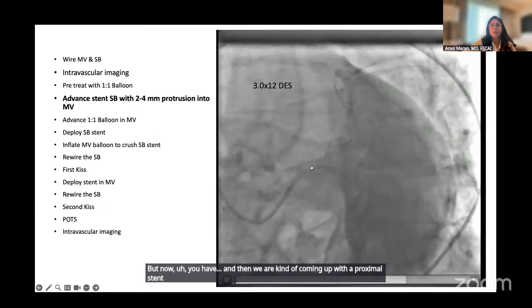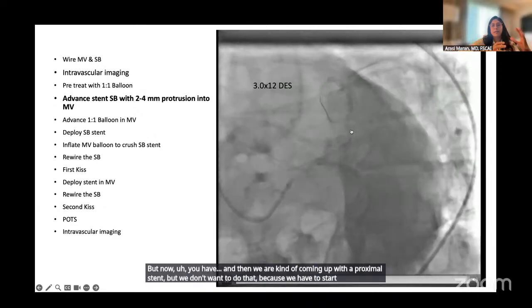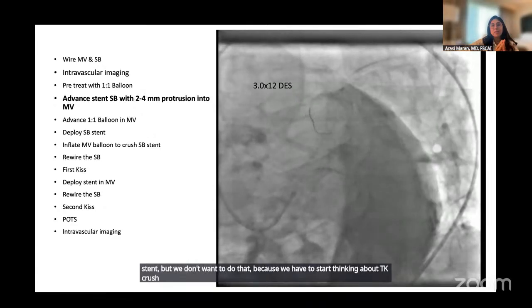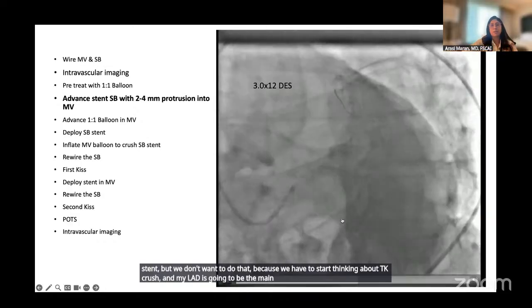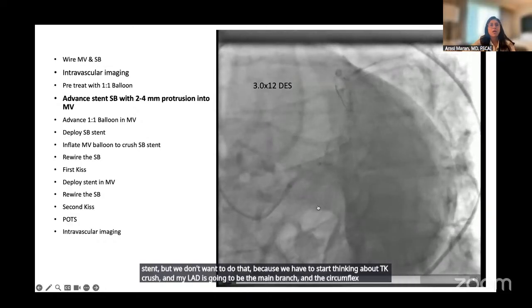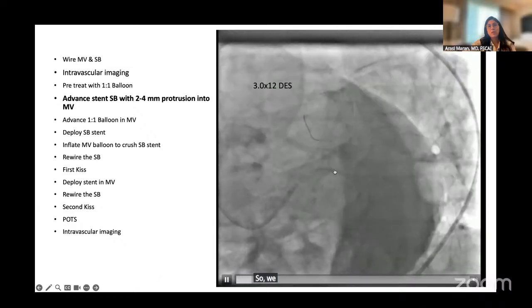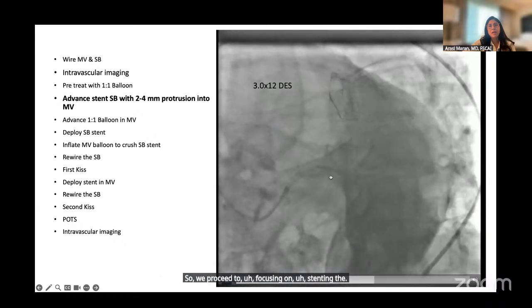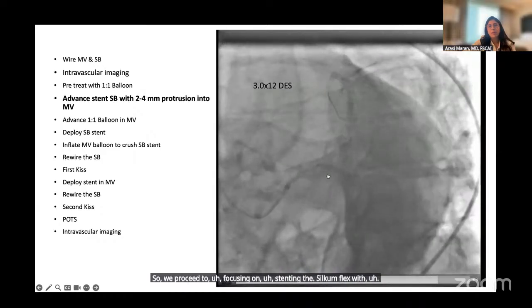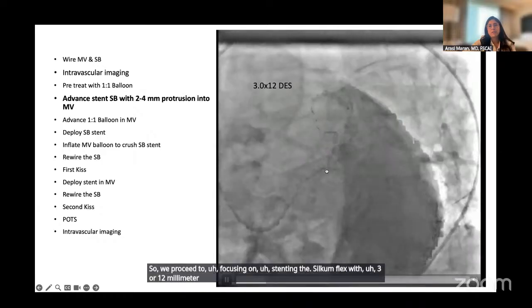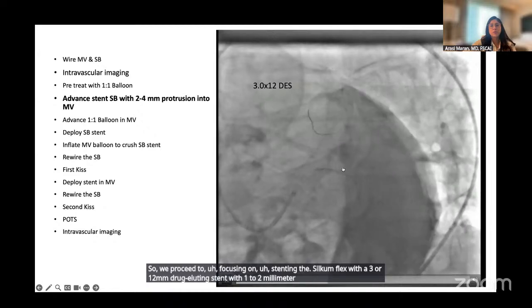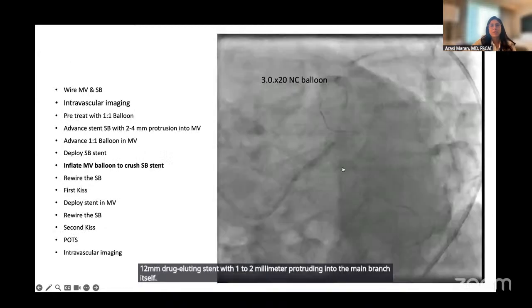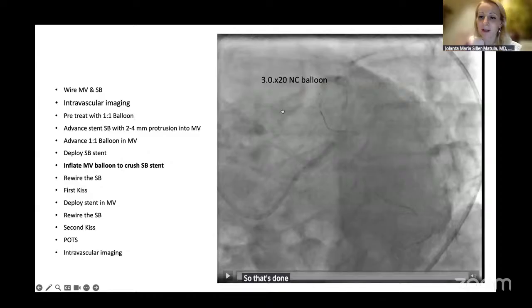but we don't want to do that because we have to start thinking about TAP crush. My LAD is going to be the main branch and the circumflex is my side branch. So we proceed to stenting the circumflex with a 3.0 by 12 millimeter drug eluting stent with 1 to 2 millimeters protruding into the main branch itself. So that's done. Arazi, go ahead.